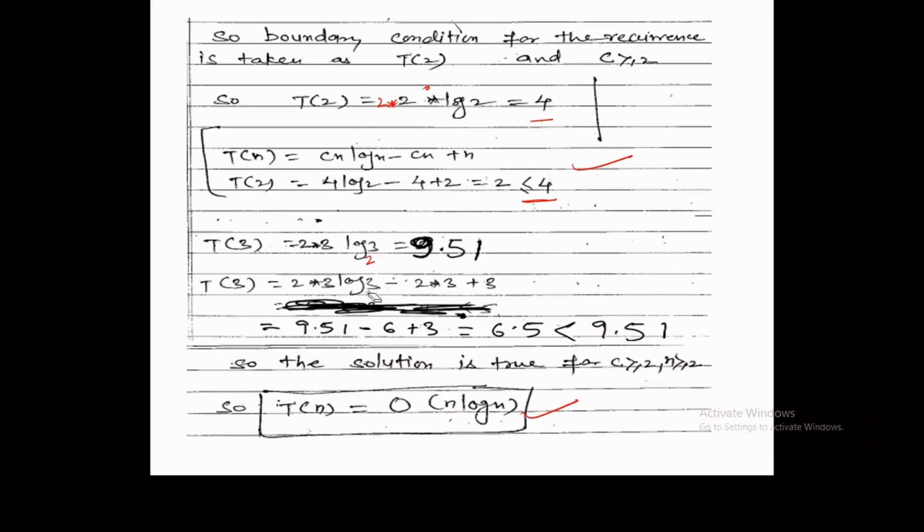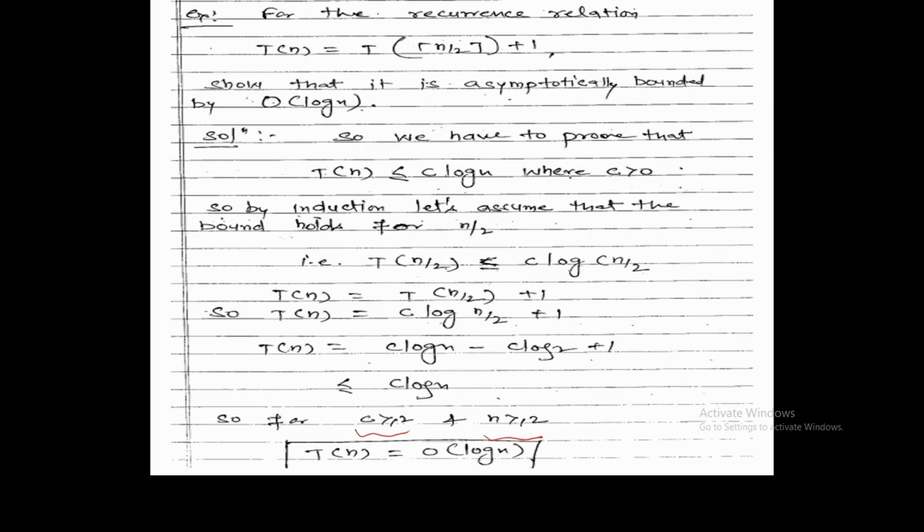We can understand it with one more example, and we can solve some other examples also. Let's suppose we are given T(n) equals T(n by 2) plus 1. Whenever we are solving this, just ignore the floor and ceiling function. We can assume the solution of this. By viewing it, we can say that it is the recurrence relation for the binary search algorithm. But in the question we are asked to show that it is asymptotically bounded by O(log n).